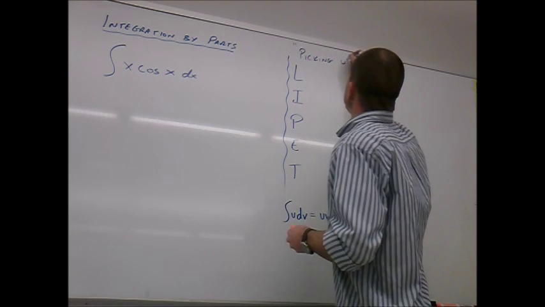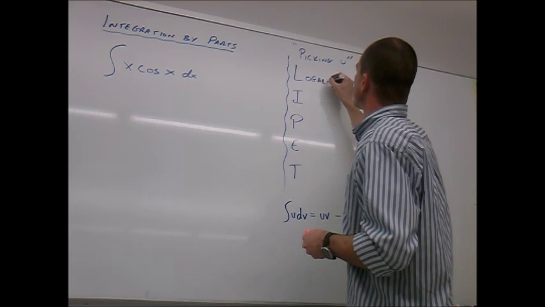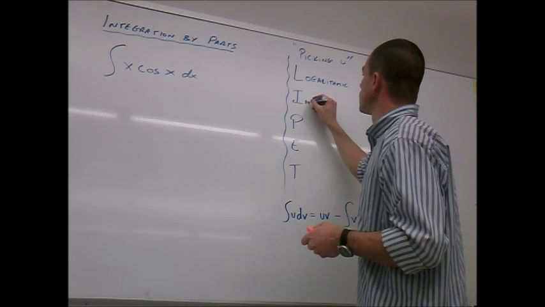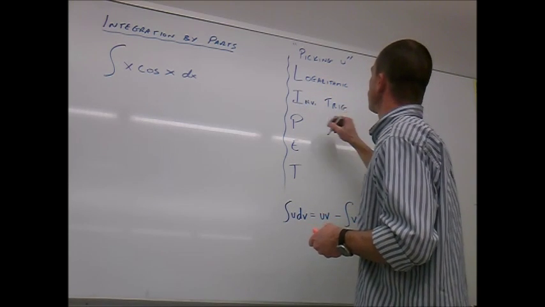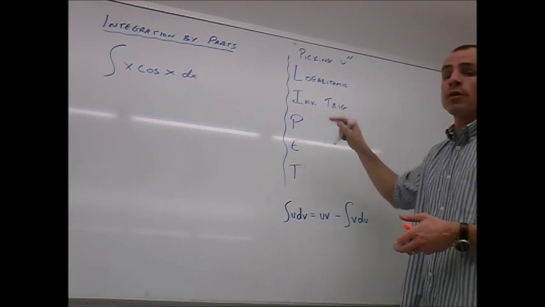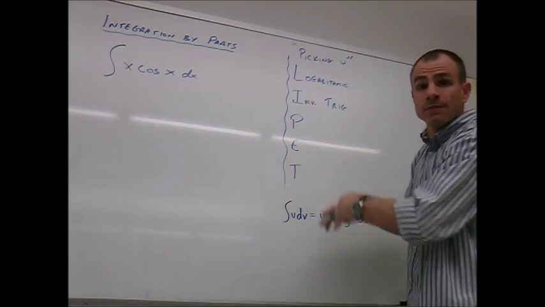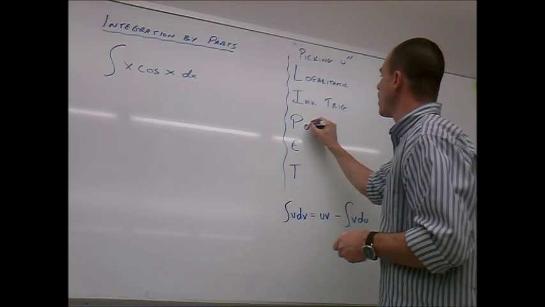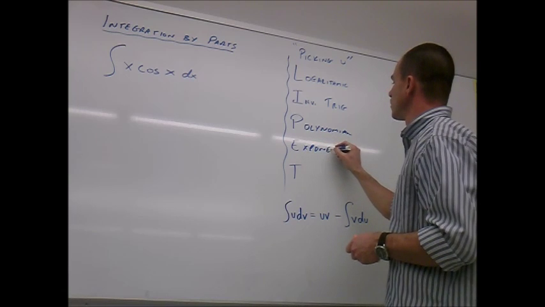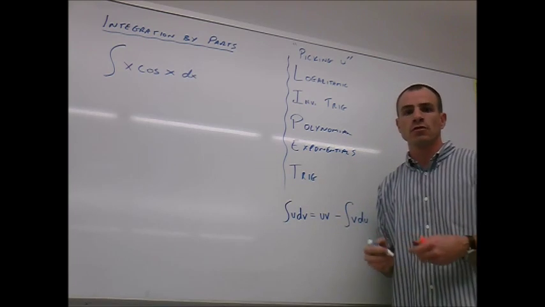Okay. The L stands for logarithmic functions. I stands for inverse trig. All right, so if you have a log, that's going to be your first choice for u. If you don't have a log, then you go to your second choice, which is inverse trig. We don't have either of those here, so we're going to have to get further down into the mnemonic. The P stands for polynomial. The E stands for exponentials. And then the T stands for your trig, not your inverse trig, but your regular trig.